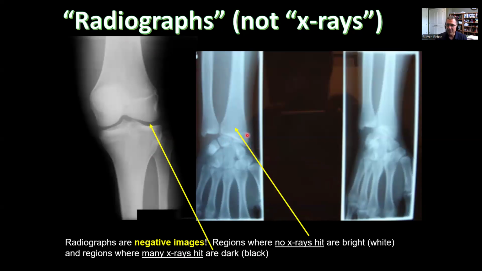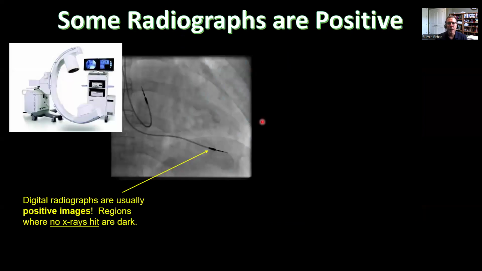Where nothing hits is bright white, and where many things hit, it's dark. So where the bone is, no X-rays were hitting, and the shadow was very deep. That's a white image. And right in between these two leg bones, you'll see it's quite dark. That's where the X-rays penetrated through very easily, and so cast almost no shadow in the radiograph. So that's what we call a negative image. But some radiographs are actually positive images. They don't all have to be negative.